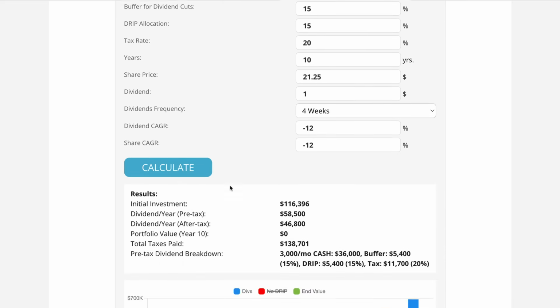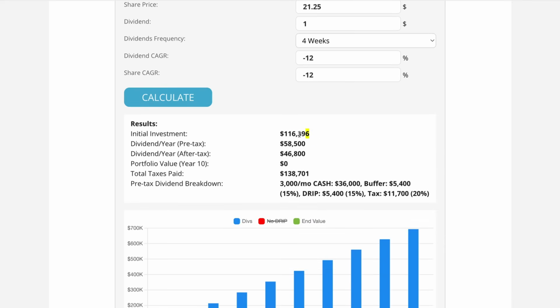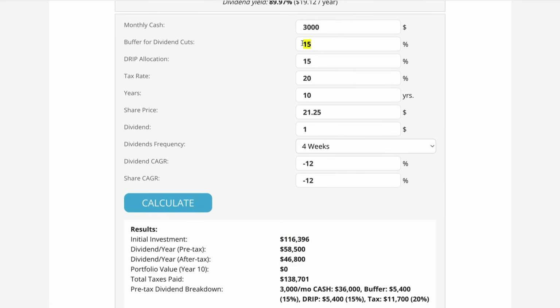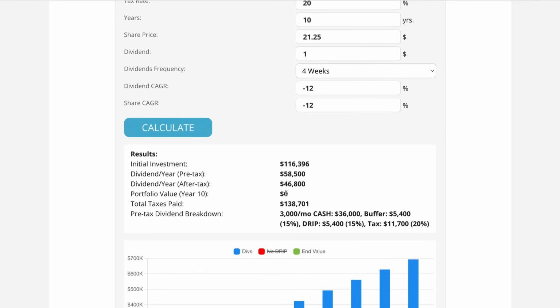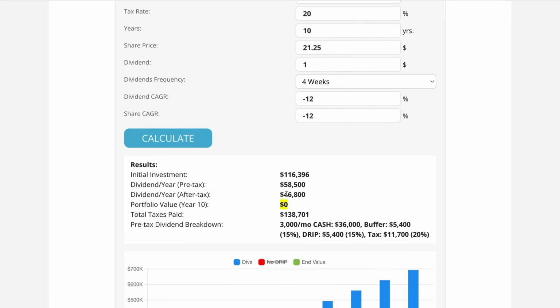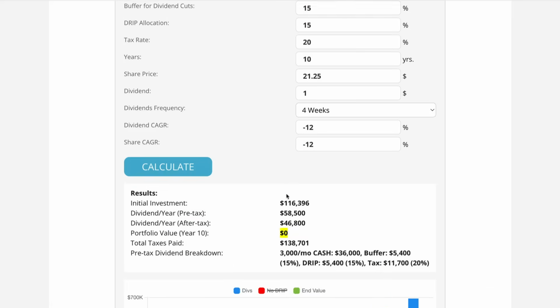So let's calculate. And basically, this calculator says that we need to invest $116,000 right now to have $58,500 per year in cash flow. That will cover our mortgage. It will cover the 15% buffer, so that's $450. It will also cover the $450 that goes into dripping, into growing our position. All right, and I don't know why this says portfolio value is 0. I gotta shift this. It's whatever. Your portfolio value at the end is not 0, bro.